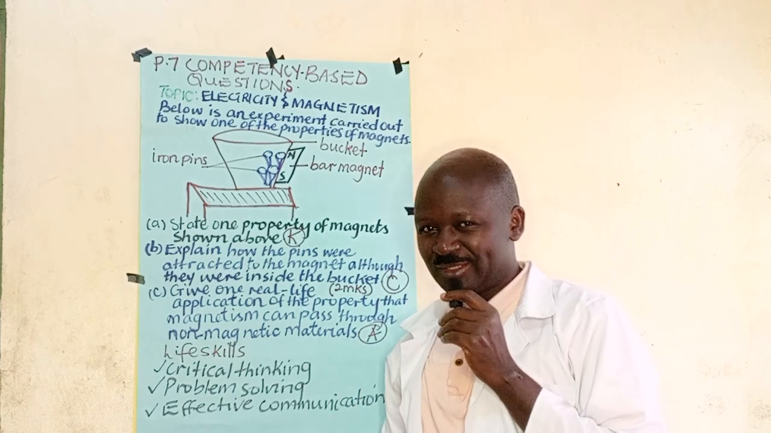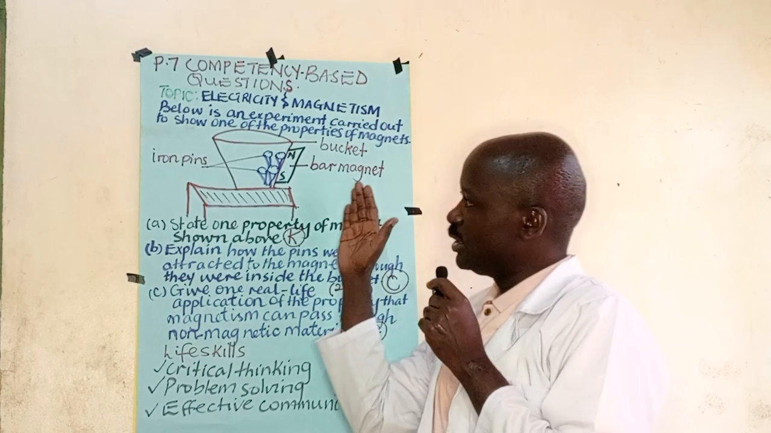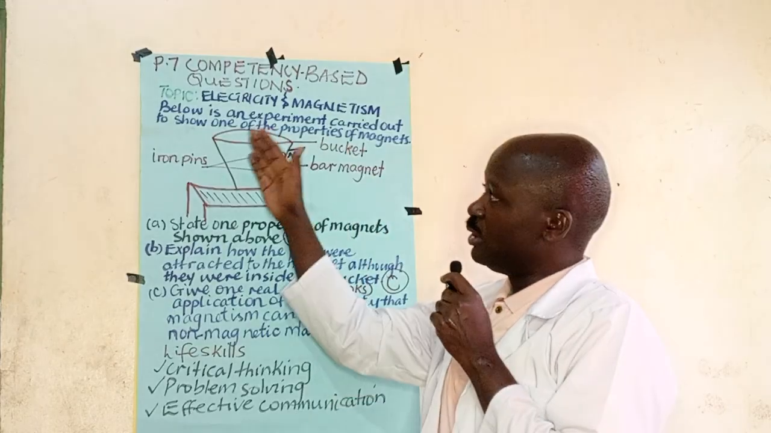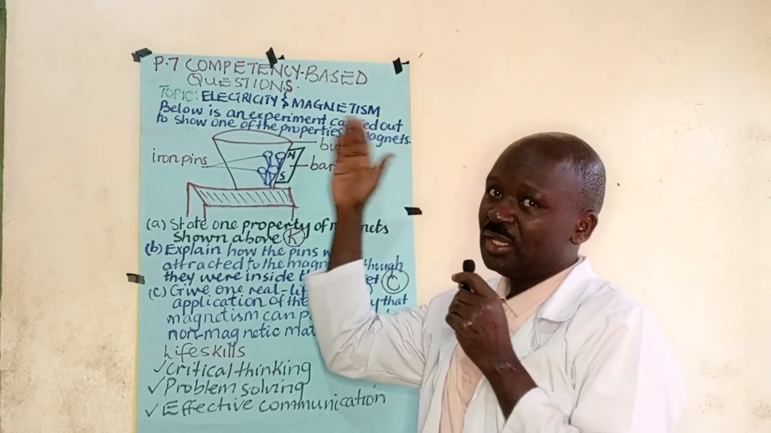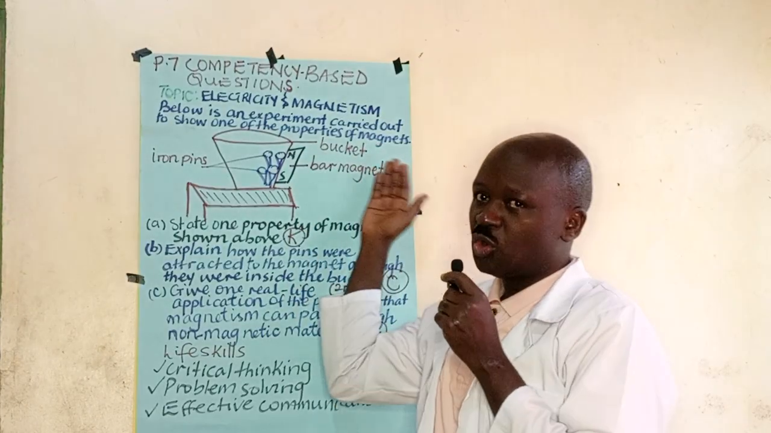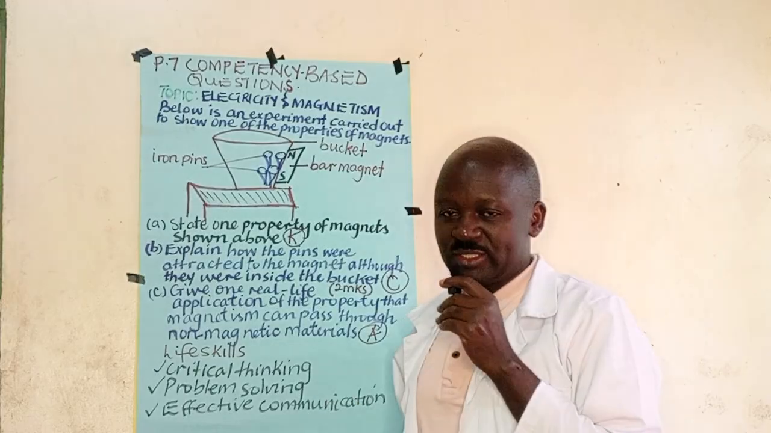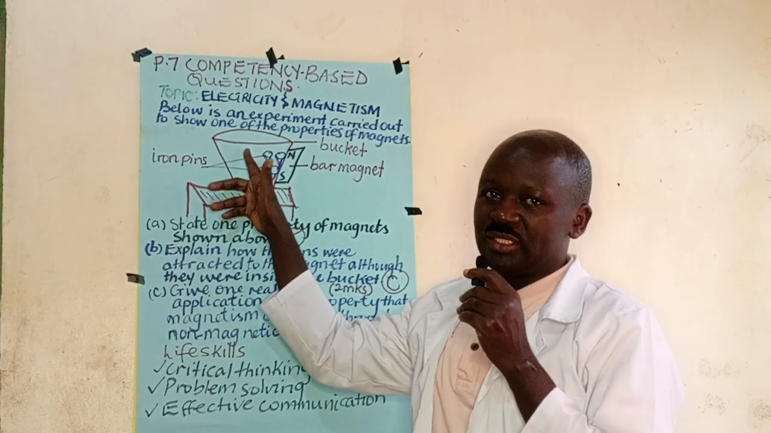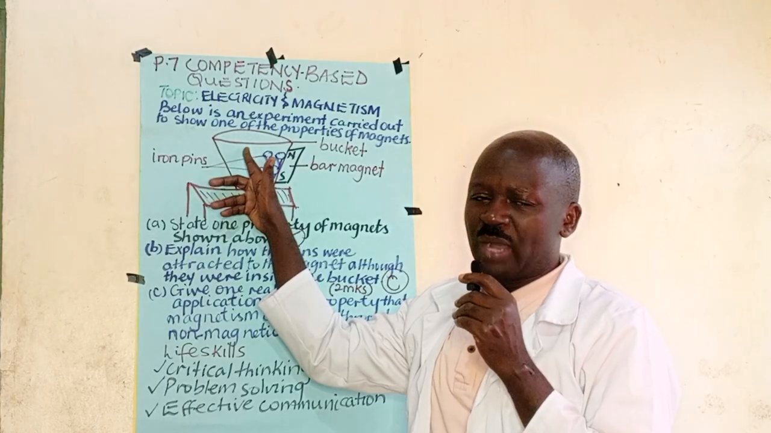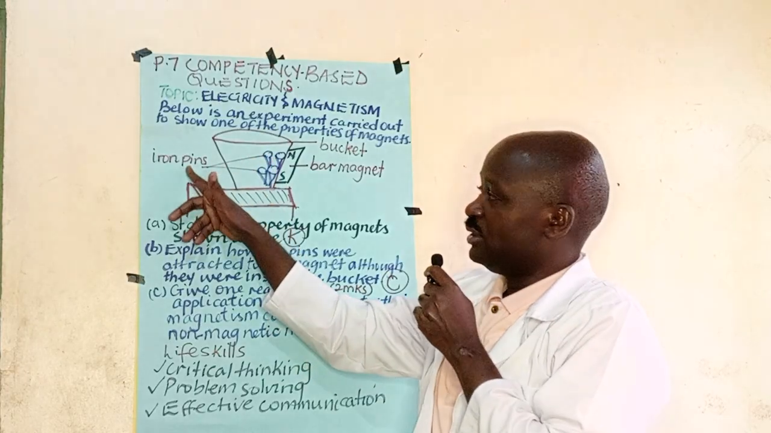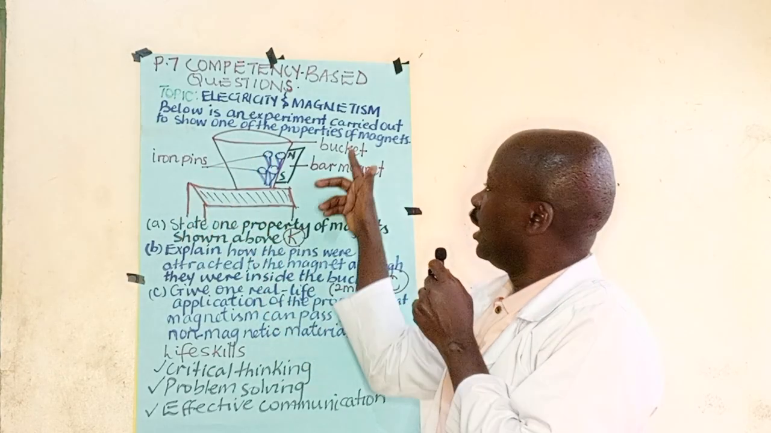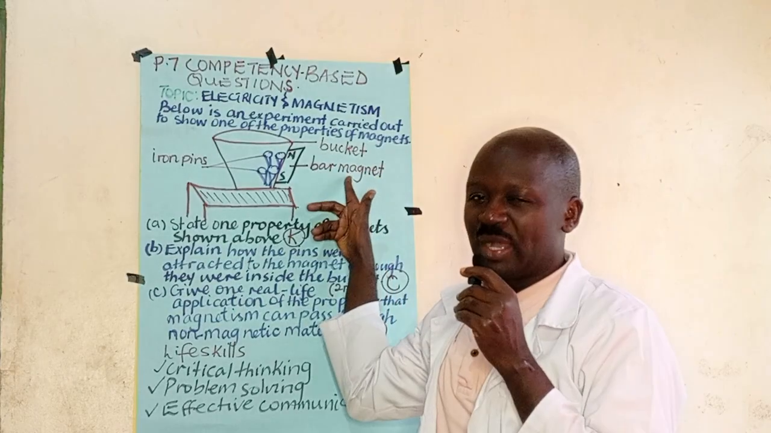So this is a question, as you can see below: an experiment carried out to show one of the properties of magnets. So you can see this is the bucket, a transparent bucket. These are iron pins. This is a bar magnet.